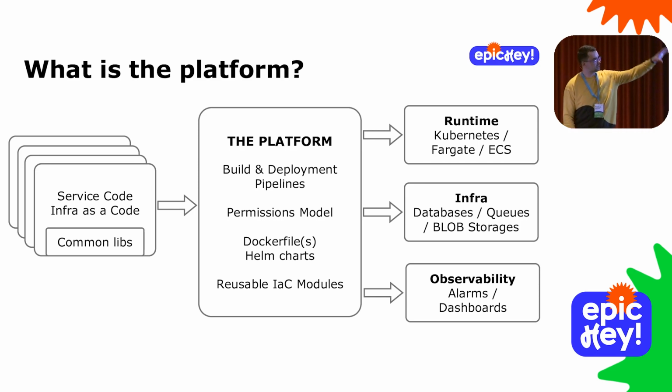So those things in the middle, like common build deployment pipelines, permissions model, maybe you provide some standard Docker files, maybe you provide some Helm charts. These are things that form the platform for developers. And you can see, sometimes it's also common libraries on the services side, of course, included in the platform. We will not discuss that much today. But our main concentration will be in the center of this diagram.